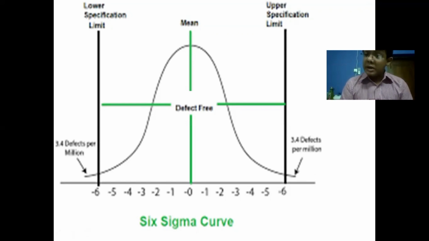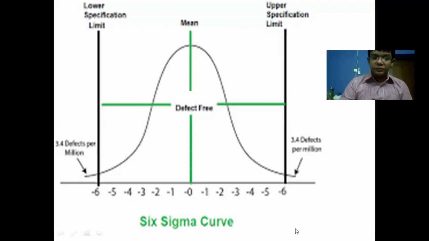So you see this left data and this right data combine to make all the defects. By statistical analysis, it was found that both data combined represent 3.4 defects per million opportunities. So I hope you can understand the outcome of Six Sigma from this Six Sigma curve.